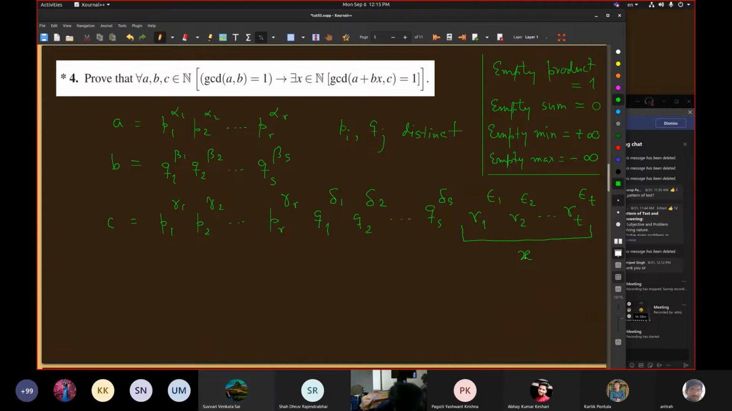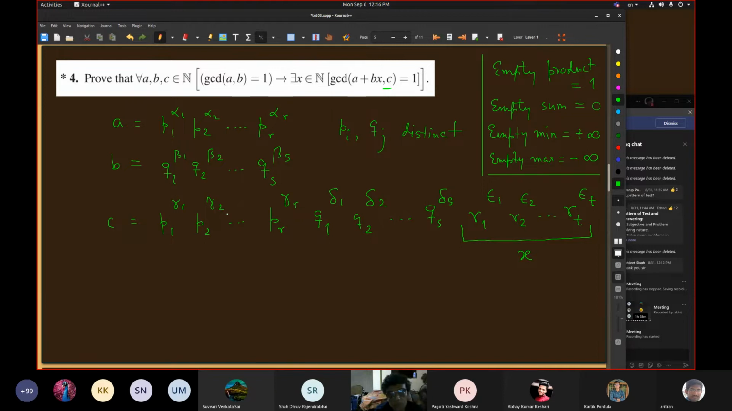So what remains is to show that this x will work. Now I am considering GCD of something with C. So the GCD will have prime factors, these or these or this, because C is involved as one argument. And one by one you show that by the choice of this x, neither of these Pi's, nor these Qj's, nor these Rk's can be a divisor of A plus Bx. Why? Maybe let us quickly look at it.